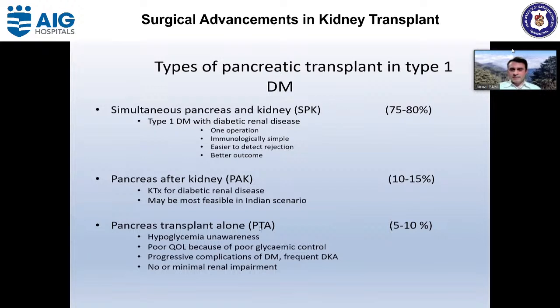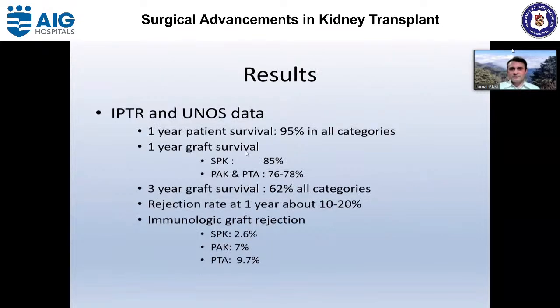And more rarely done is a pancreas transplant alone, which is in type 1 diabetics without renal failure, who have problems like hypoglycemia unawareness, very poor glycemic control, and complications of diabetes, such as frequent diabetic ketoacidosis.